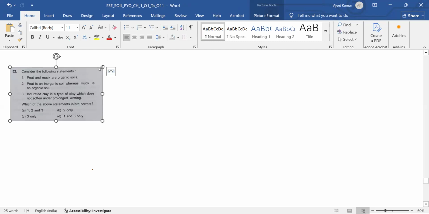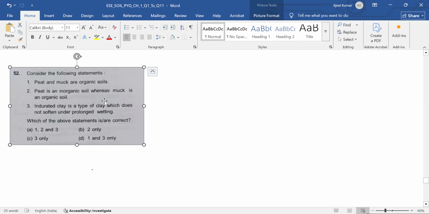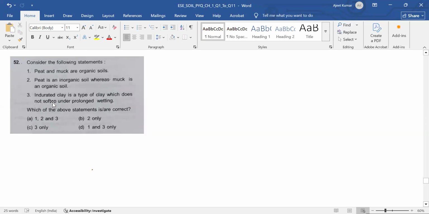I'm trying to enlarge the size. Question number 52. Consider the following statements. Peat and muck are organic soil. Yes, peat and muck is organic soil. What is the difference between peat and muck?